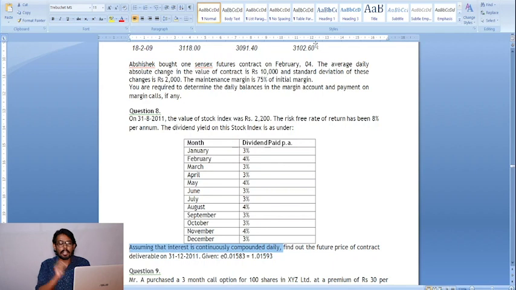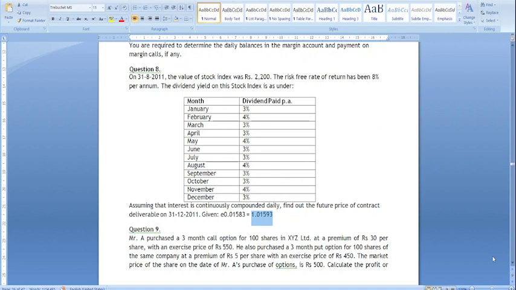If it is continuously compounded daily, you have to use e raised to rt, which sadly we are not going to discuss today. We will discuss it in the next class. CA Final students, if the e power rt value is given, e^0.01583 is 1.01593. Just take that value. Spot price into 1.01593. Guys, nowhere have I asked you to do something without explaining. Just bear with me. In the next class, we'll have a detailed discussion on what e power rt is and how it is taken.